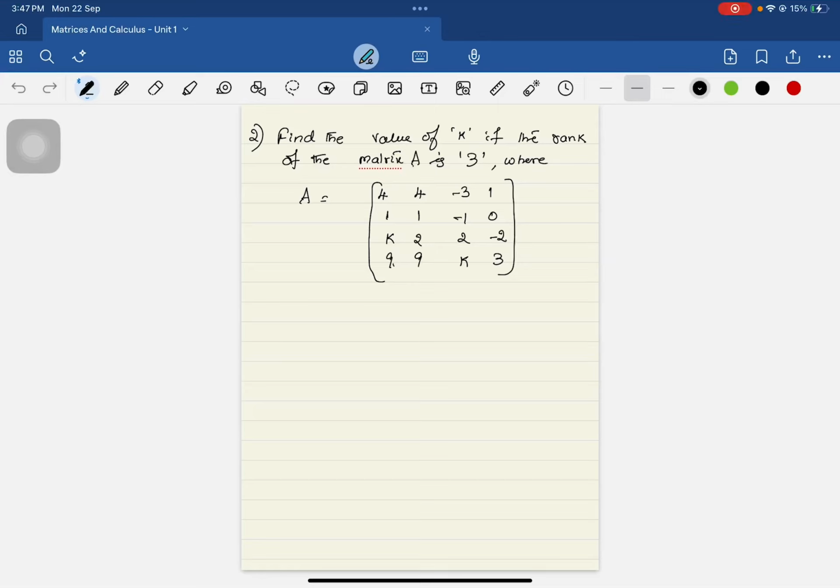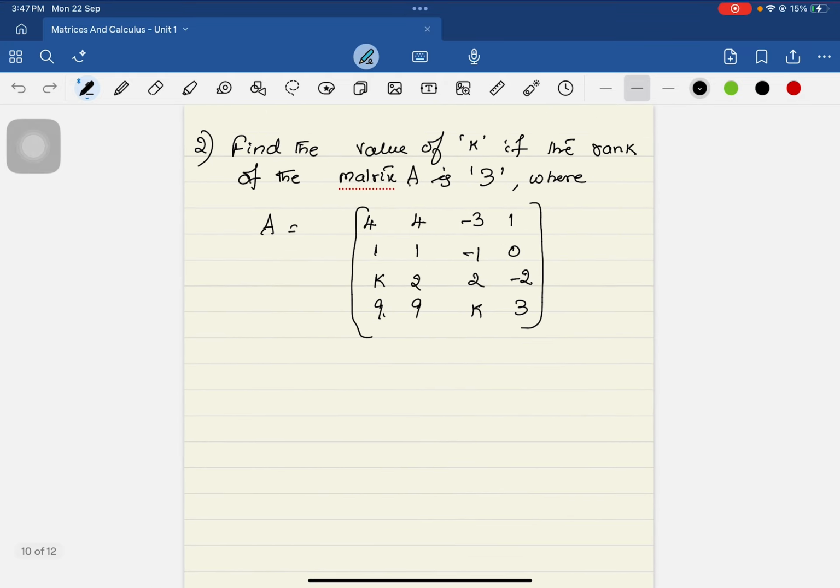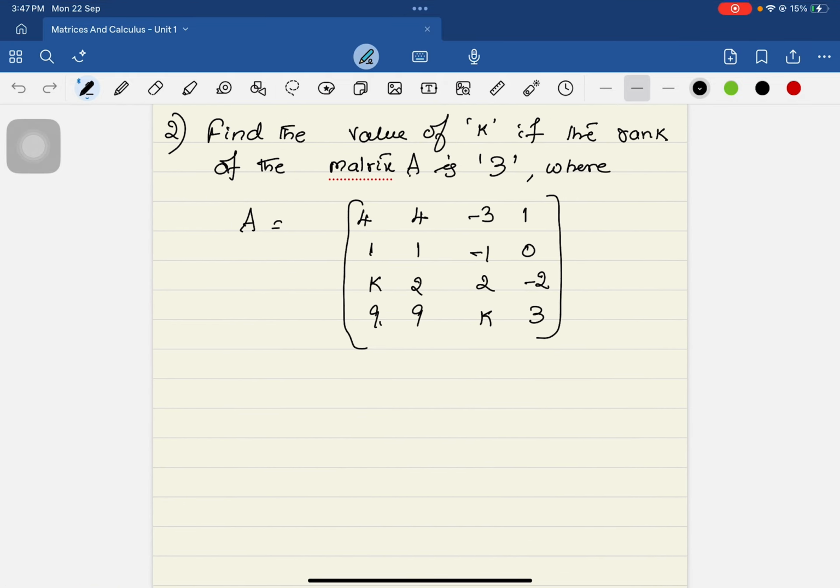In today's lecture, we are going to do another important problem on how to find out the value of k if the rank of the matrix is given as 3. So we are going to write down the matrix and reduce it using row operations. The rank is already given as 3 and the matrix is of order 4 by 4, right? Since the rank is 3, definitely the determinant of this matrix is equal to 0. That is the first understanding.